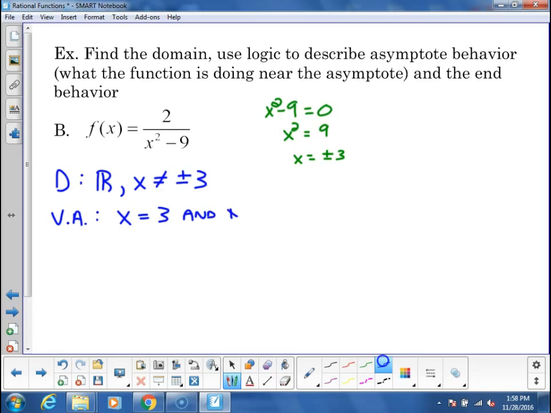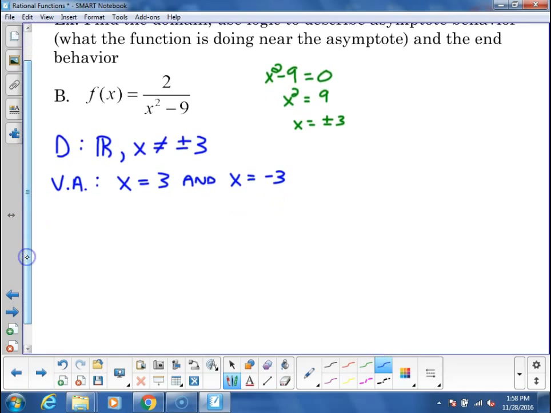and, oops, that's a bad, x equals negative 3. Okay, so now I've got to talk about my end behavior.